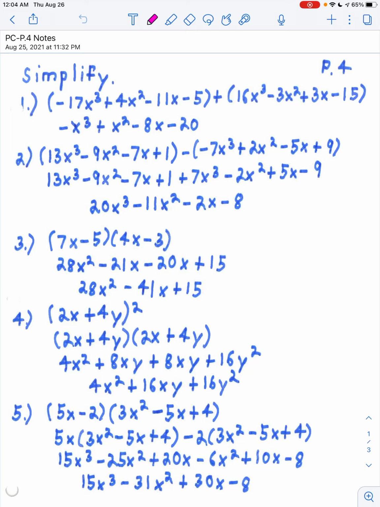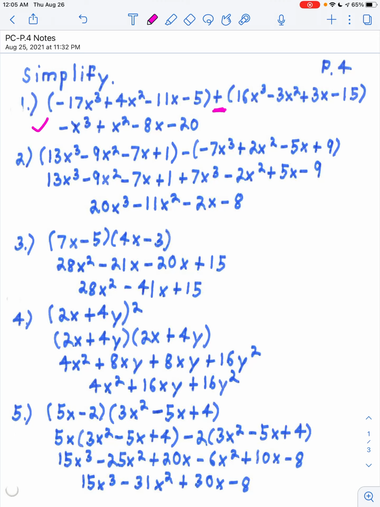As you see in example 1, we are adding two polynomial expressions. When you add two polynomials, you don't have to worry about rewriting the expression without parentheses, although you could. Most students will just go ahead and combine like terms. The negative 17x to the third and the positive 16x to the third produces negative x cubed. Then you would take the 4x squared and the negative 3x squared to get plus x squared. The negative 11x and plus 3x is negative 8x, and the negative 5 and negative 15 is negative 20.